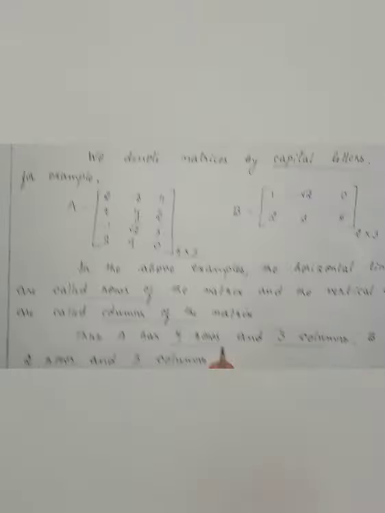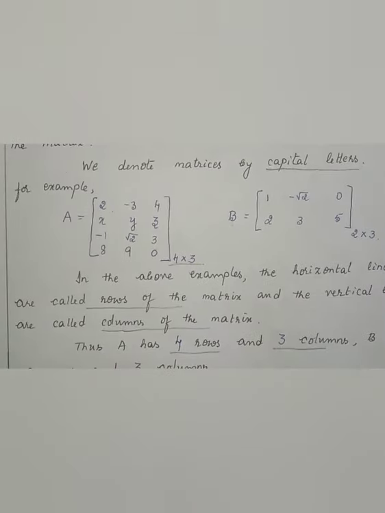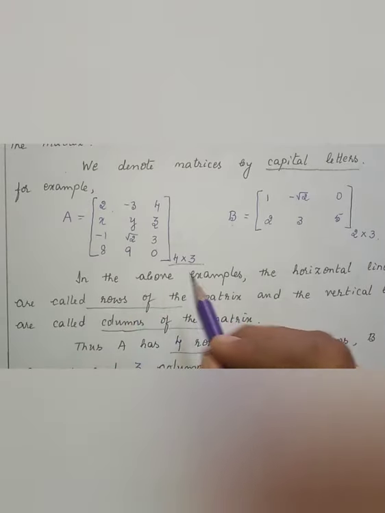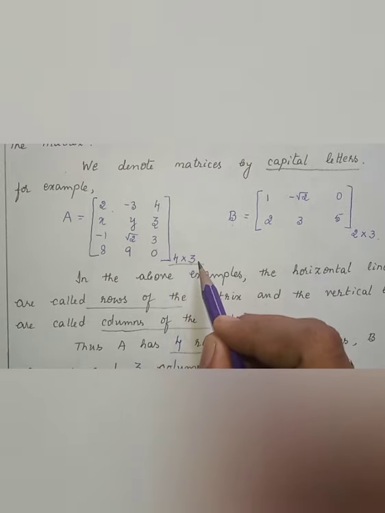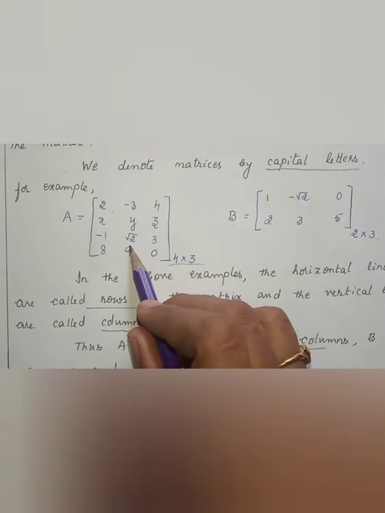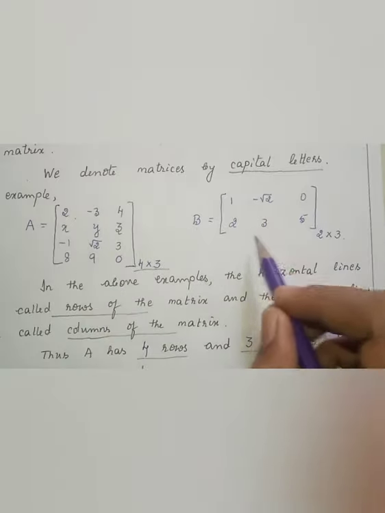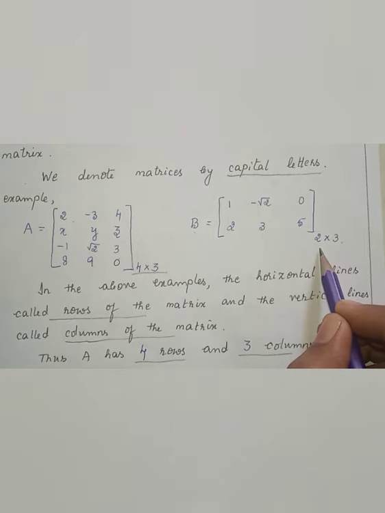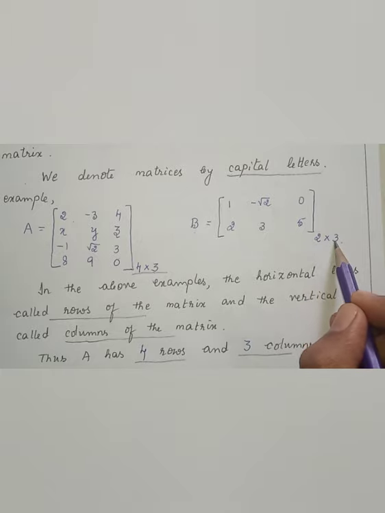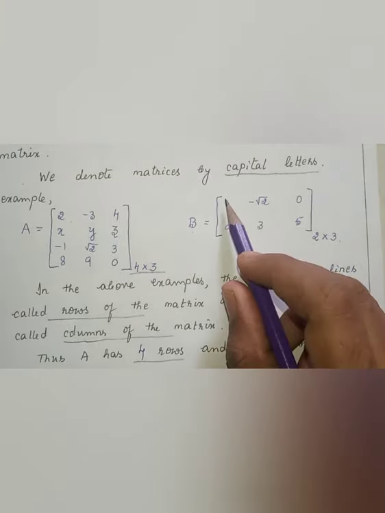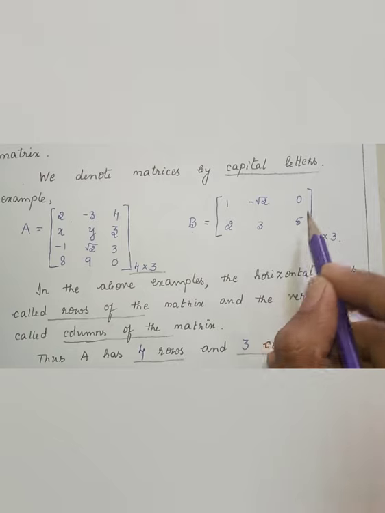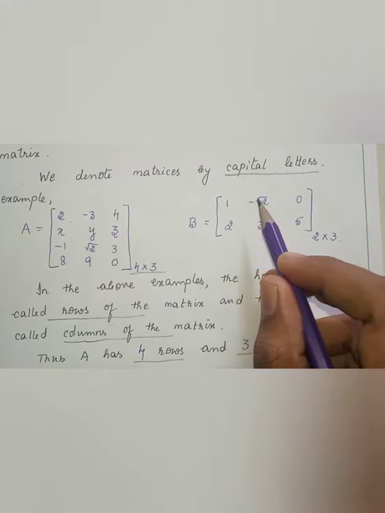There is one more observation from this example. The order of the matrix is 4 by 3. If we multiply these two, we will get 12. And the number of elements in this matrix A is also 12. Let's see one more. The order of the matrix is 2 by 3. If we multiply this, 2 into 3 is equal to 6. Therefore, the number of elements in this matrix is also 6.